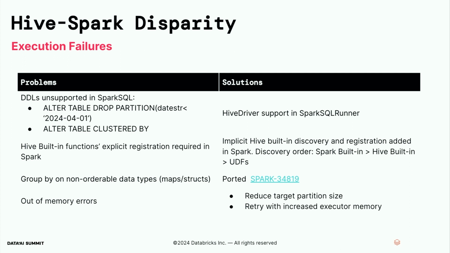And lastly, we also saw out-of-memory errors in some cases, and this was majorly because of the extra shuffle that we had introduced when we migrated queries from Hive to Spark to reduce the number of files. Here, just reducing the target size and in some cases increasing the executor memory slightly helped resolve most of the issues.